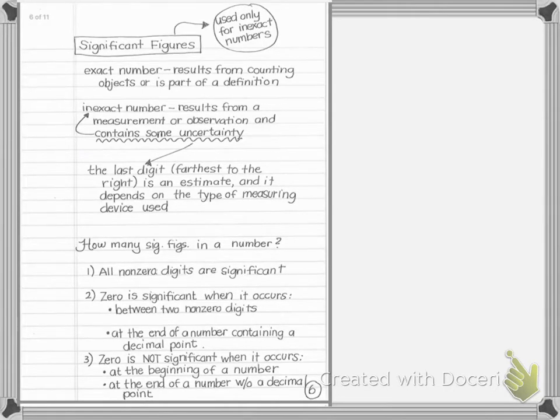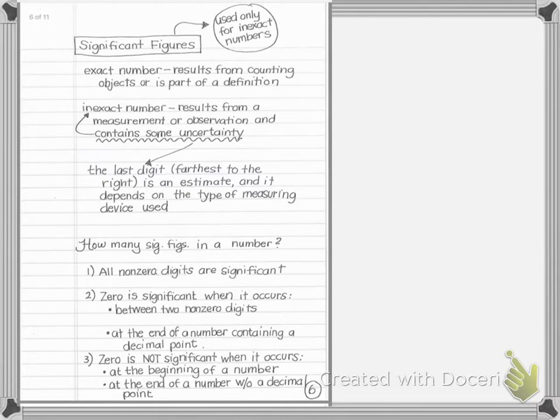Significant figures can be used when we are talking about inexact numbers, or when we're talking about numbers that originated from a measurement. Well, this is how I look at it. It's a way of expressing the value as best as we know it, given that instruments of measurement have limitations.